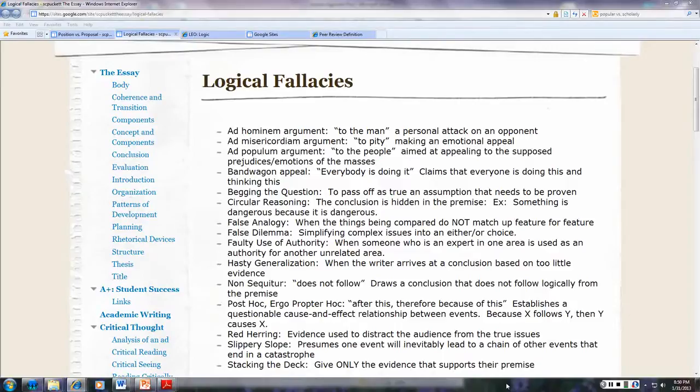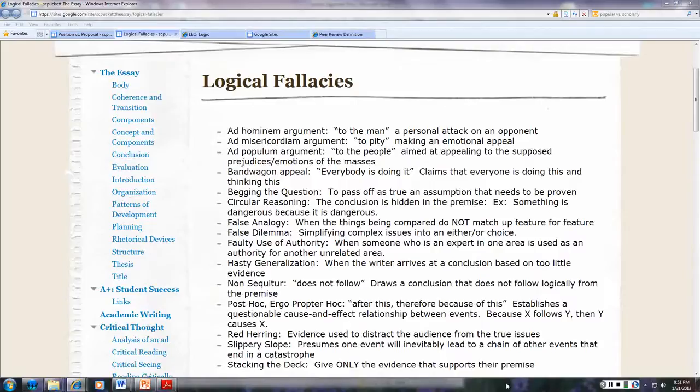The bandwagon appeal is the one that we use when we're trying to convince our parents we should get to do something: if everyone's doing it, we should be able to, or if everyone's doing it, that it's a good idea. Begging the question passes off an assumption that needs to be proven. There are certain things that we assume to be true. However, there are some things, particularly as related to controversial topics, that we need to support.